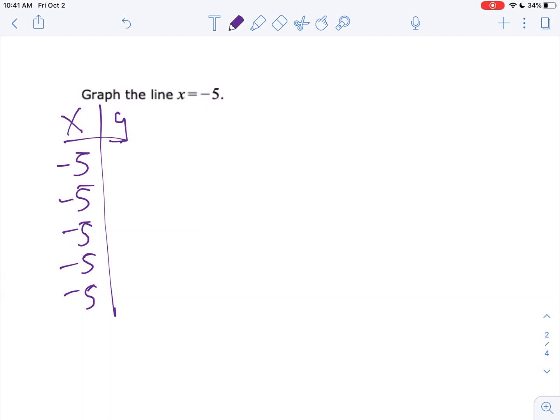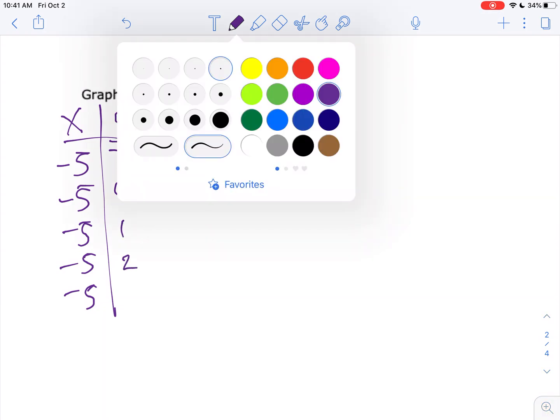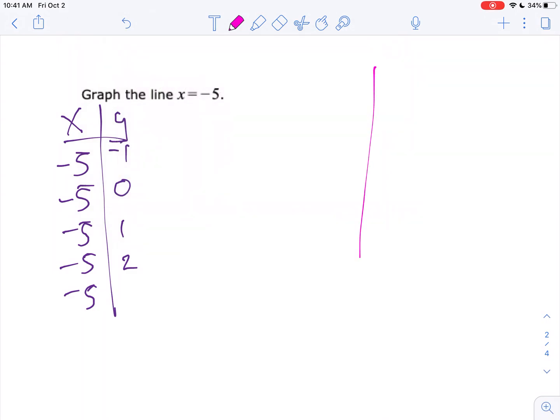I'm just going to take some points here, like negative 1 for y. There is no y, so it doesn't matter what you call y. Now, when I go to graph that, here's what I'm going to do. I'm going to graph negative 5, negative 1. So I'm going to go to the left 5, 1, 2, 3, 4, 5. I'll go down 1, put a dot.